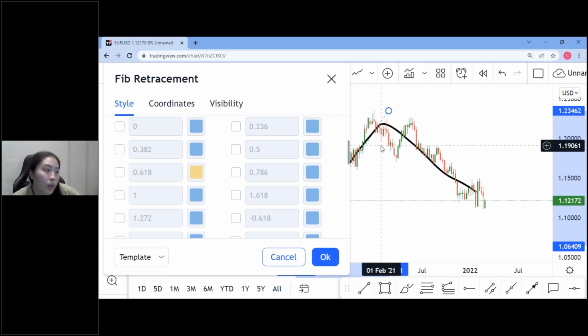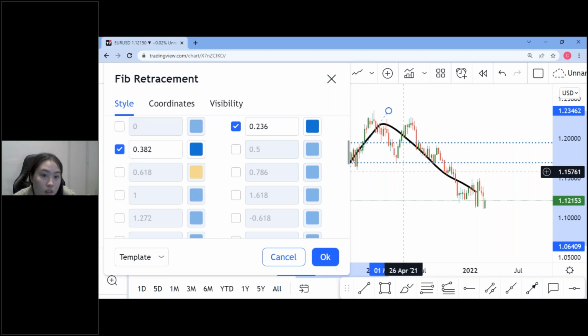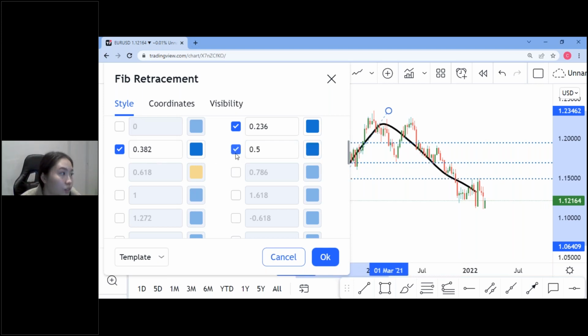So what you're going to do is go into the settings, click 23.6. Then you're going to click 38.2. Oh, sorry, did I write 32.8? I actually meant 38.2. It's not 32.8, it's 38.2. So it's 38.2, the 50%, the 61.8, and then the 78.6.